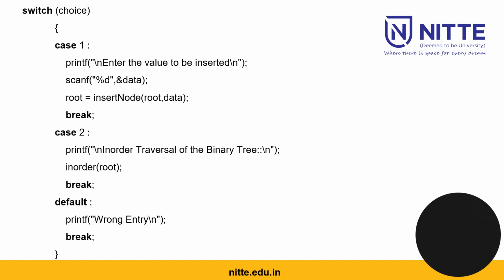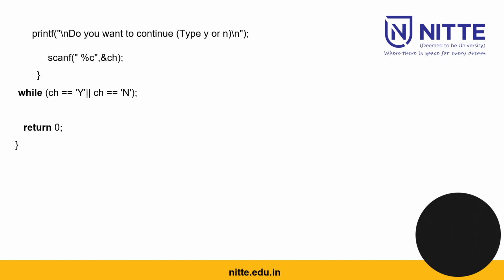Then it will call insert(root, data). It will insert the node with the value data into the root, and the result will be assigned to root. If the value we entered is 2, it will go to case 2 and print in-order traversal of the binary tree. Then it will call the function inorder(root), so from the root it will do the in-order traversal. Then default: if I don't enter either of these two values, it will print wrong entry, break and come out of the switch.